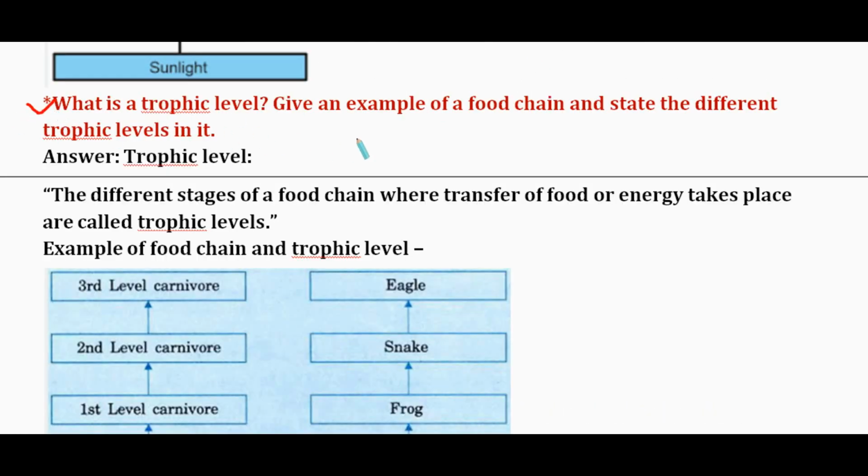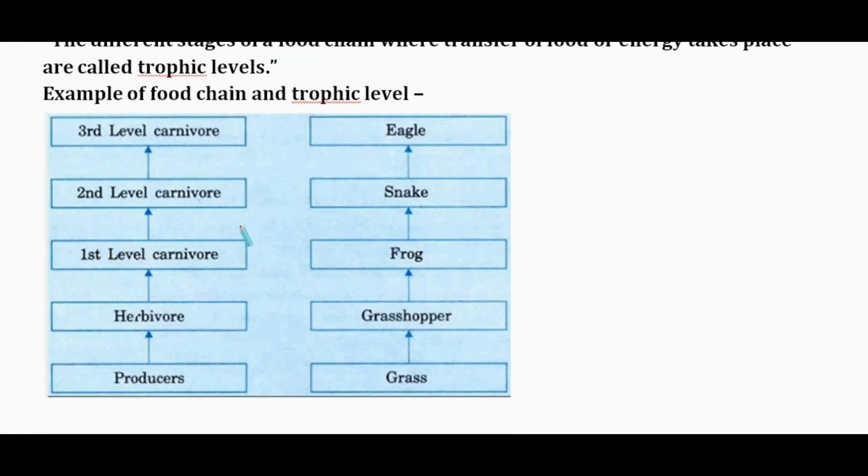Now the question is, what is trophic level? Give an example of a food chain and state the different trophic levels in it. Trophic level: the different stages of a food chain where transfer of food or energy takes place are called trophic levels. Examples of a food chain and trophic levels are given here. This is the producer, then herbivore, then carnivores: first level carnivores, second level carnivores, and third level carnivores.